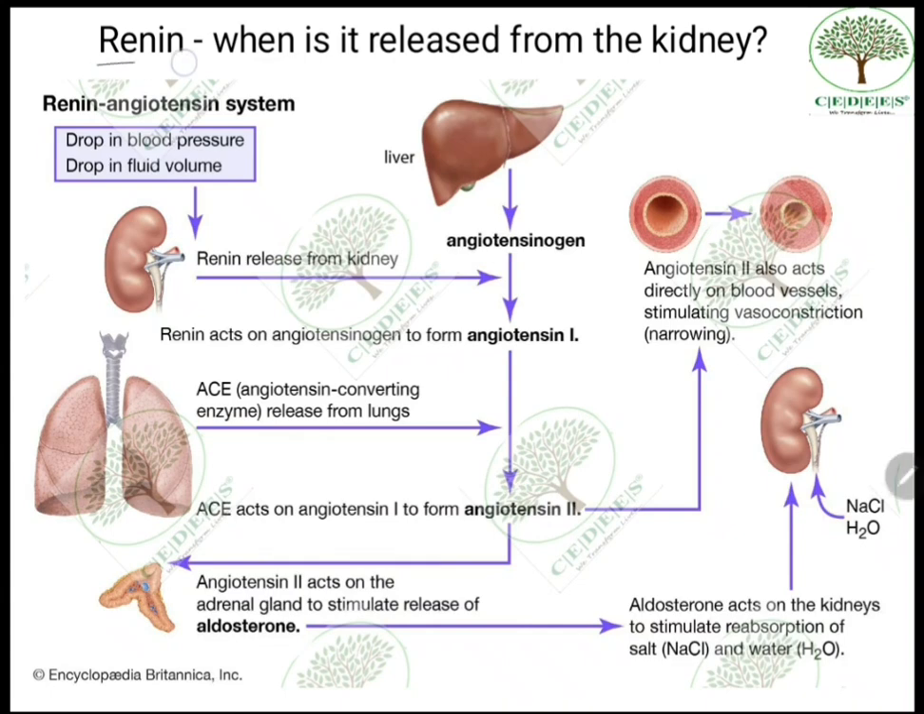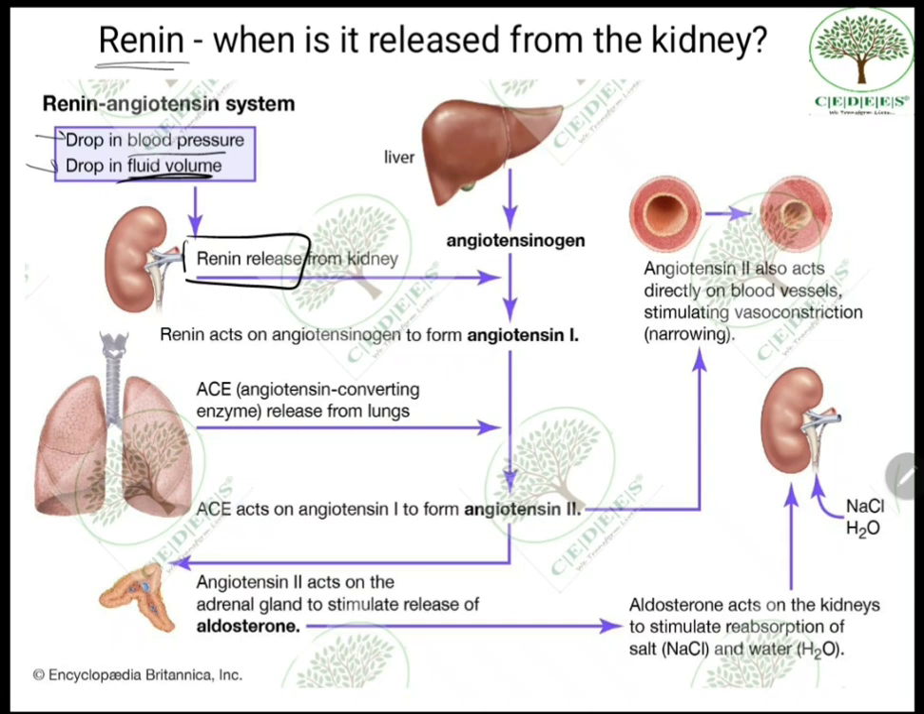Now, another question was asked regarding the release of renin from the kidney. When is it released and what is the situation which would prompt the release of this hormone? Due to severe dehydration, if the patient is suffering from uncontrolled diarrhea or vomiting, there's a lot of water loss from the body, or a lot of loss in blood volume due to maybe an accident leading to severe blood loss. So due to any of these reasons, there will be a drop in the blood pressure as well as a drop in the fluid volume. So these are two stimulatory factors which will stimulate the release of renin from the kidney.